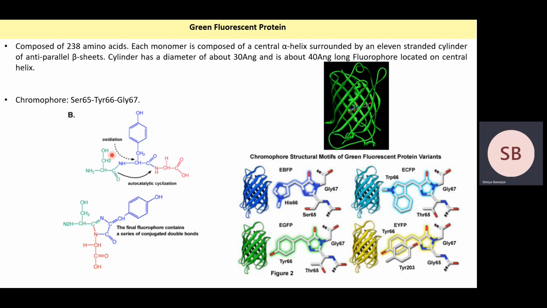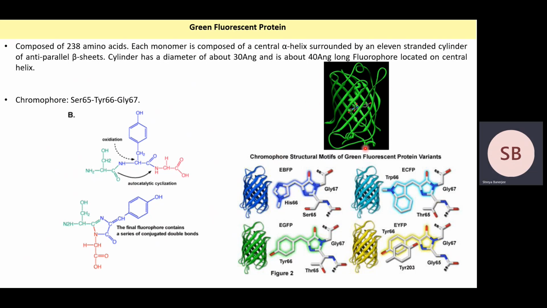Then we will talk about green fluorescent protein. In green fluorescent protein, the chromophore is essentially a serine tyrosine glycine tripeptide. In this tripeptide, there is basically an autocatalytic cyclization, and the final fluorophore has a lot of conjugated double bonds, due to which we can see the green fluorescent color. There can be several mutants.